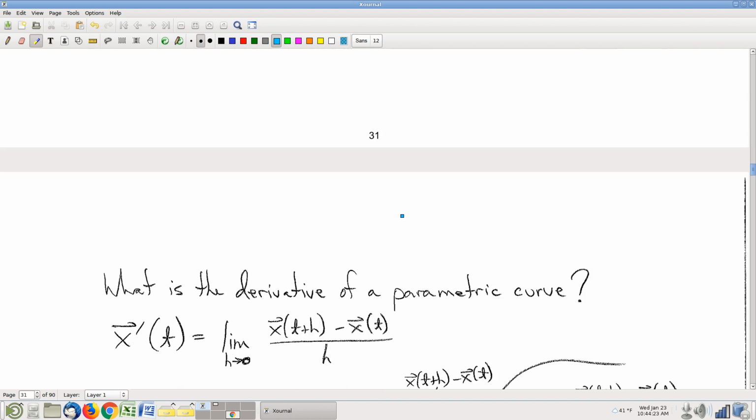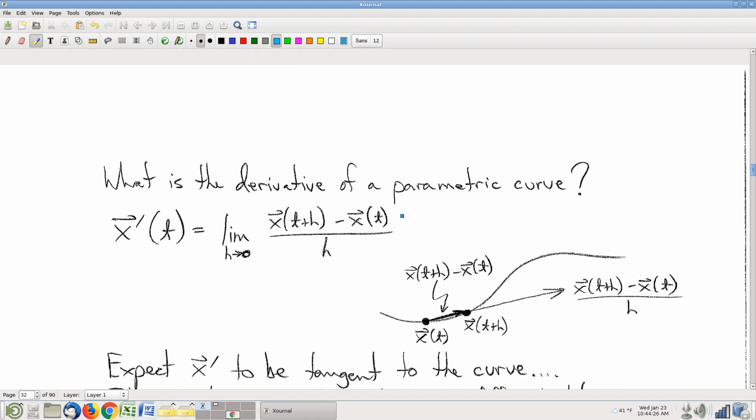Alrighty. So let's do our very first calculus. Now, here it is, third week of classes. Very first little bit of calculus. Let's ask, what's the derivative of a parametric curve? There are some philosophical questions here.